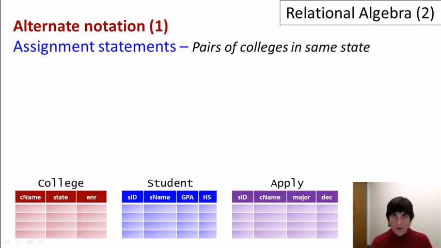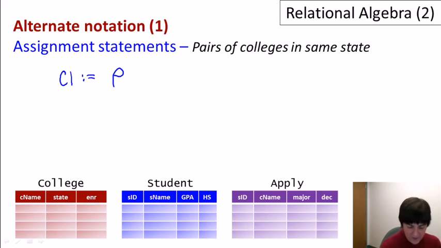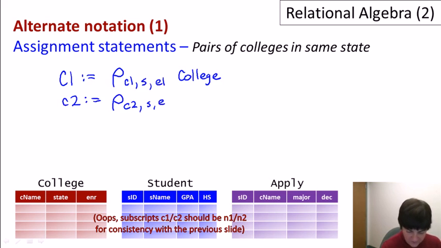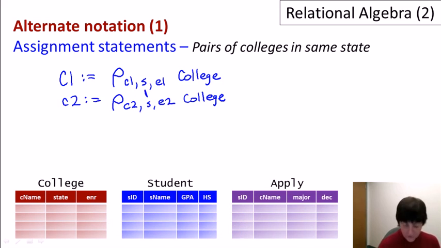Let's do the same query we just finished as a big expression, which is the pairs of colleges that are in the same state. We'll start by writing two assignment statements that do the rename of the two instances of the college relation. So we'll start with C1 colon equals, and we'll use a rename operator, and now we'll use the abbreviated form that just lists attribute names. So we'll say C1 := ρ S, E1 of college, and we'll similarly say that C2 gets the rename, and we'll call it ρ S, E2 of college. And remember, we used the same S here so that we could do the natural join.